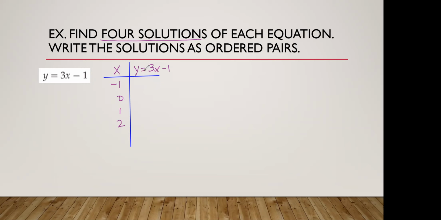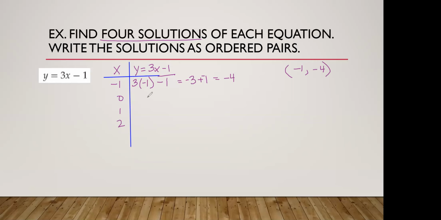Okay, so we're going to plug into y equals 3x minus 1, but instead of x, we put in the value for x, which here is -1. So 3 times -1 is -3, minus 1. You add the opposite: -3 plus -1 is -4. It says write the solutions as ordered pairs. So when x is -1, y is -4, okay?